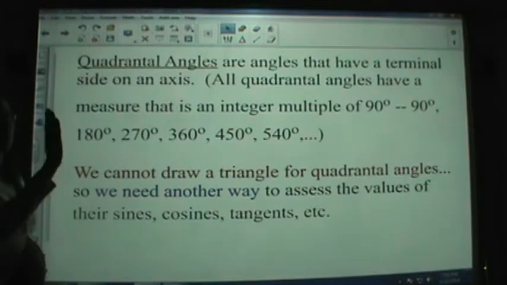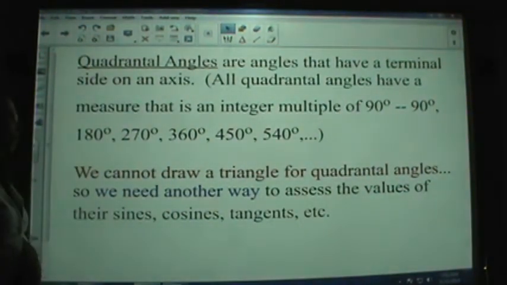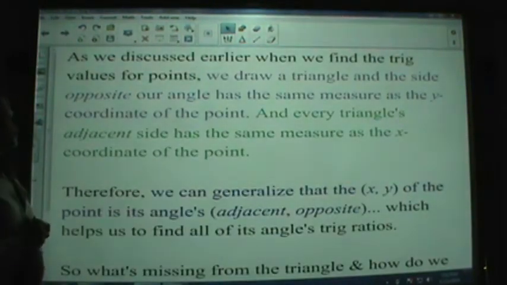radians at 0, at pi over 2, and pi, and 3 pi over 2, and 2 pi, any multiple of half pi. You can't draw a triangle for those, so we need another way to figure out what to do with them for their sines and cosines and tangents.